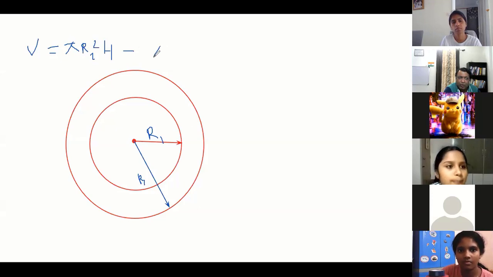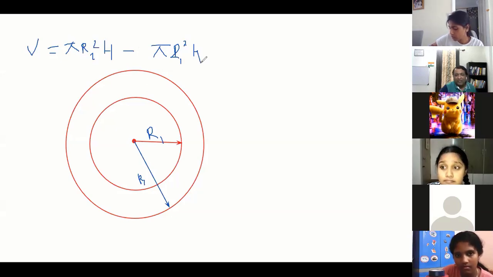Minus, you subtract the inside volume, pi r1 square. And the difference will give you the actual tape volume, how much tape you have on there. Got it? That is the practical. Two circles, so two cylinders, that's it. Good. Very good, Gauri. Crystal clear.